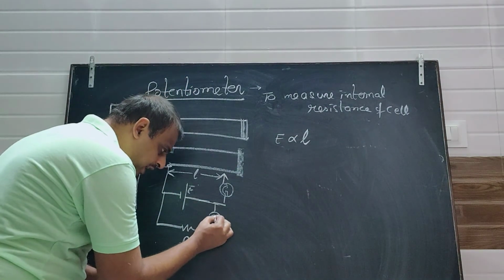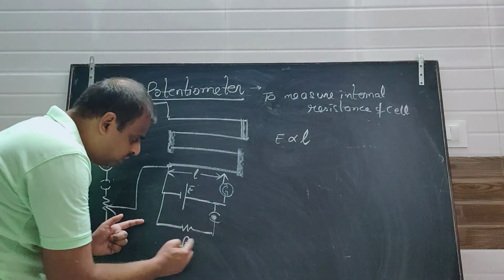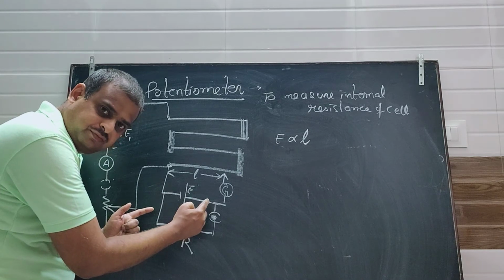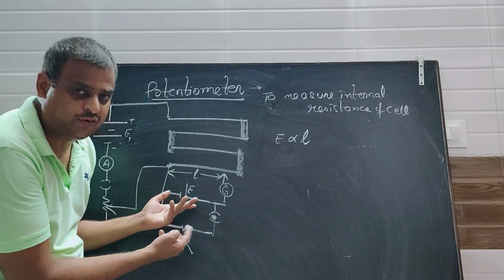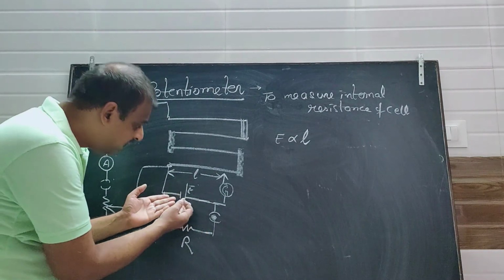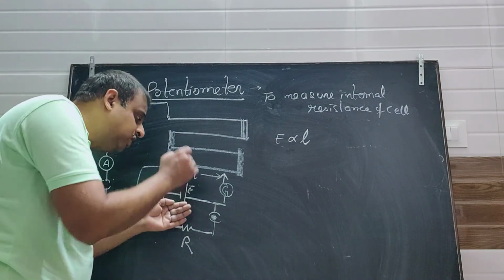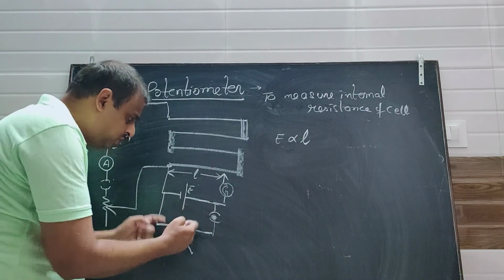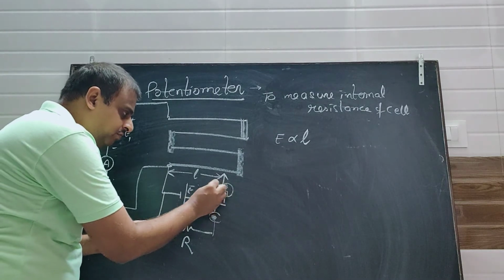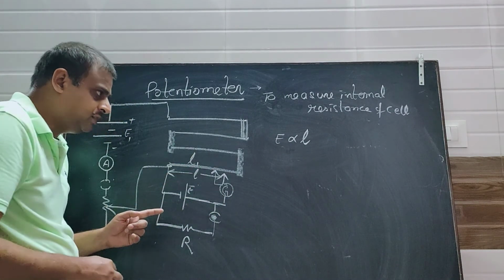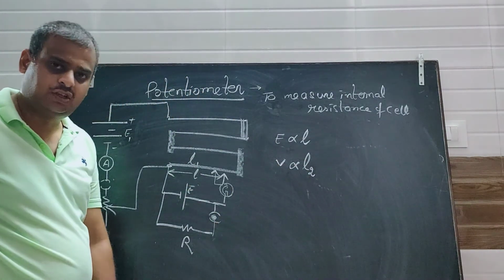When I insert the key, what will happen? The current will be drawn in this circuit. The current will be consumed by this resistance. Definitely current will flow from the cell. So what will happen to the internal resistance? There is a potential drop. That potential drop will lead to the terminal potential difference. Definitely the length will be reduced. Let us say that is L1. So this is now the terminal potential difference.